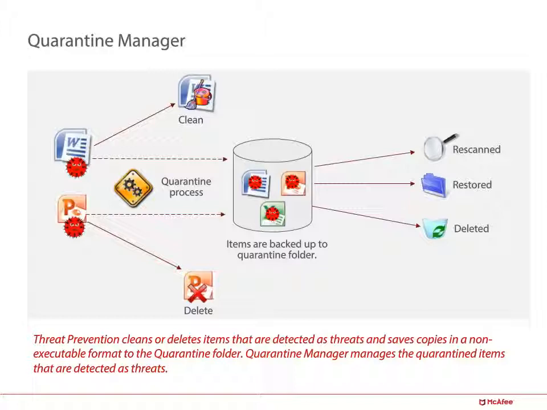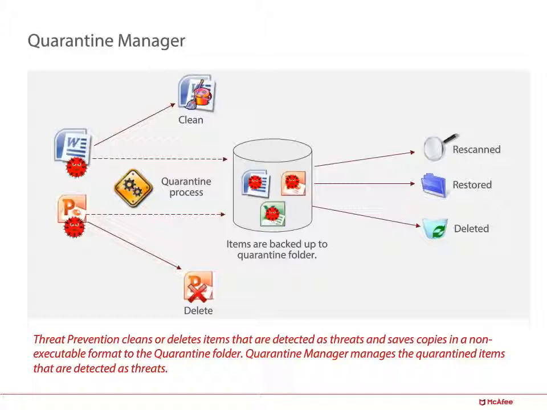Basically, what happens is threat prevention will examine your item, determine that it's a threat, and if you'll recall, you should create your steps to be try to clean it, and if it cannot clean it, then delete it. But technically, it is not actually deleted. It will be deleted from the location where it was, but you actually have a copy of it in a non-executable format in a folder called Quarantine.